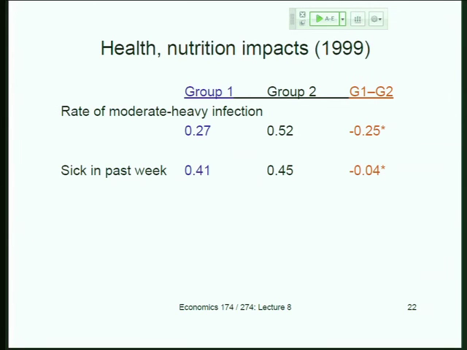Why do you make comparison within a group? Just group one before treatment and after treatment, rather than across groups. Yeah, so what are people's reactions to that? So you're proposing what's called a first differencing design, or sometimes called a pre-post design. Why might we be concerned?